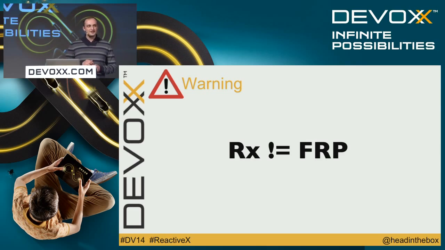A lot of them state that Rx is basically functional reactive programming. Now, I want to clear that up right now before we start. Rx is not functional reactive programming. I won't go into details of the differences here, but the main difference is that FRP deals with continuous time, whereas Rx deals with discrete time. And if you're interested in more differences, please talk to me after the presentation.